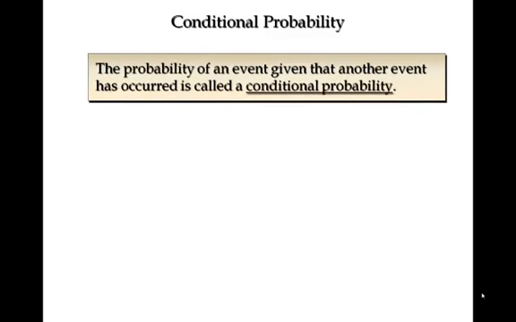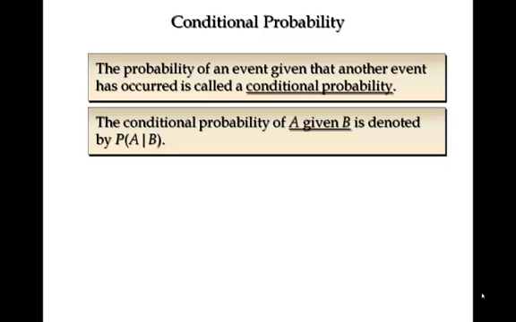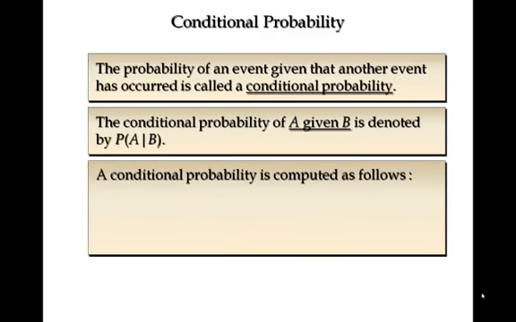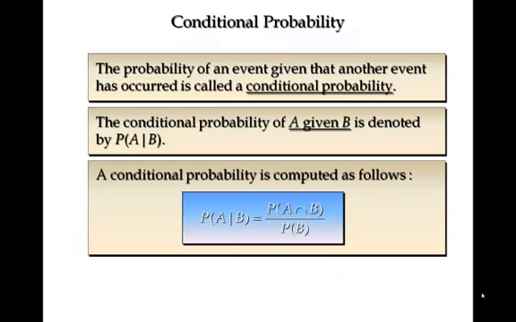Finally, the notion of conditional probability. It is the probability of an event given that another event has occurred. So this is how we denote it. The probability of A given B is written this way. And this is how we compute the conditional probability. The probability of A given B is equal to the probability of A intersection B divided by the probability of B. Can you figure out how to compute the conditional probability of B given A?